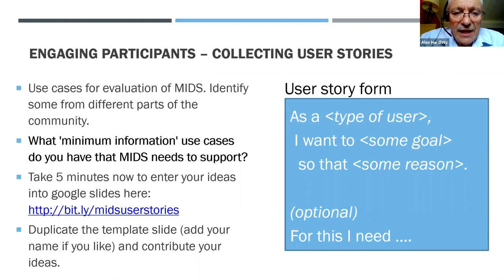So what we'd like you to do is to take 5 or 10 minutes now to enter some ideas into some Google slide templates that we've set up. You'll find the link there and somebody will paste it into the chat, I hope, MIDS user stories. Please duplicate the template slide. Add your name to it if you like, or do it anonymously. It doesn't really matter. And contribute your ideas for the kinds of user stories that you have in your area of work, in your institution, that you think MIDS needs to cater for.